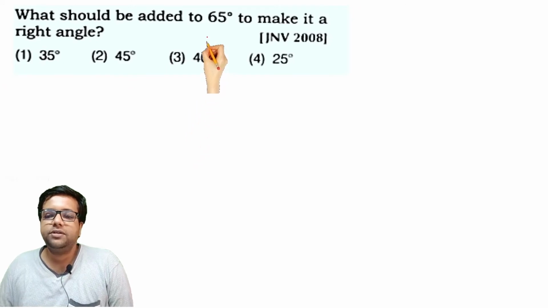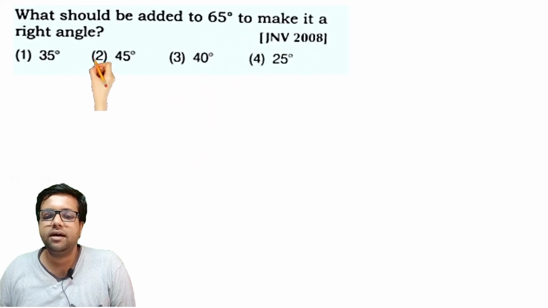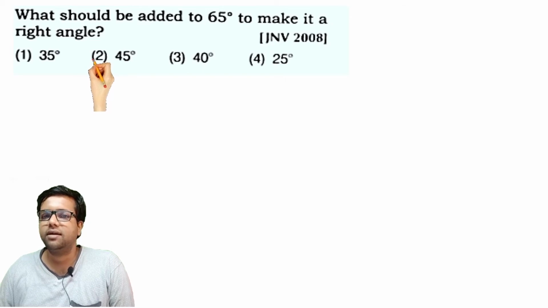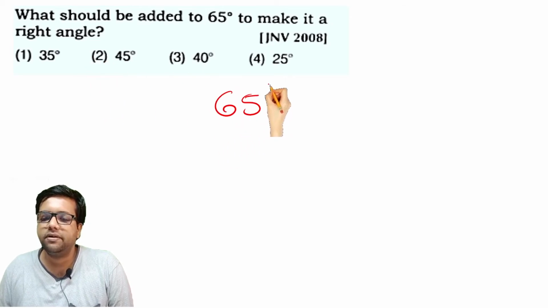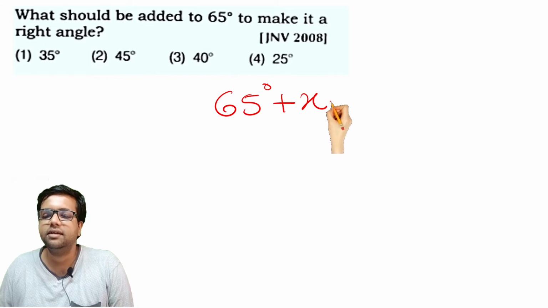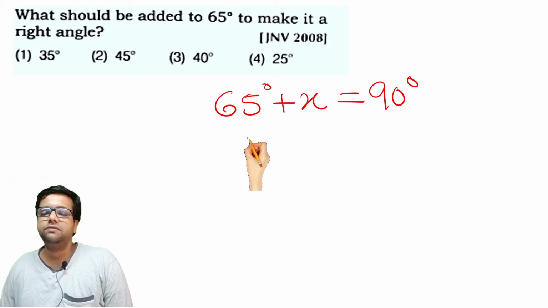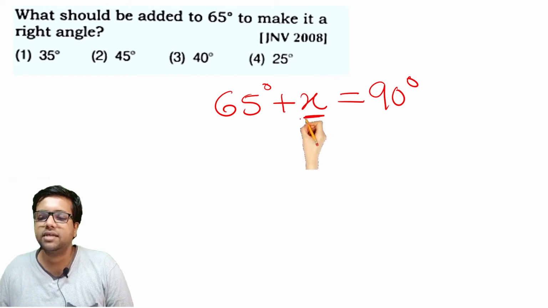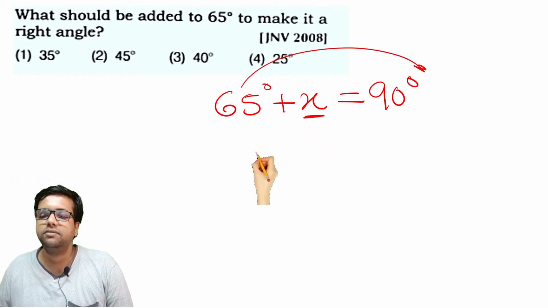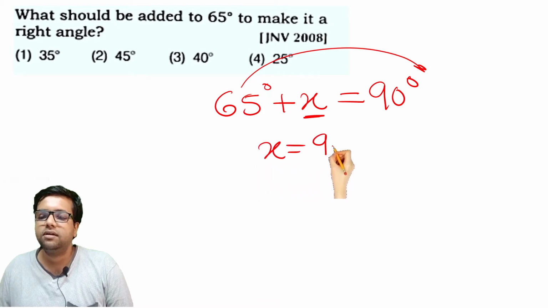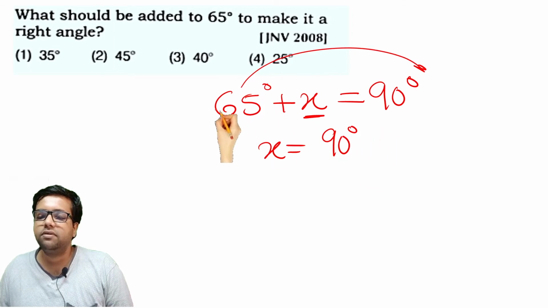What should be added to 65 degrees to make it a right angle? You know what a right angle is? Any angle which is 90 degrees is called a right angle. So there is already 65 degrees. You need to add a certain degree, so that the result is 90 degrees. That's all. You need to form this equation and solve it. So keep the x here itself, move the 65 there, x is equal to 90 degrees, and 65 has a positive sign.